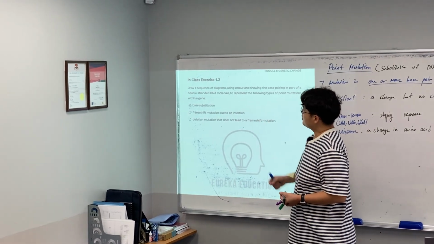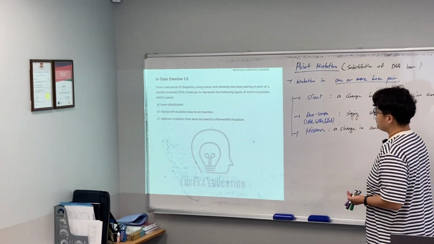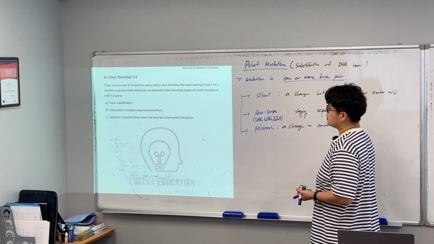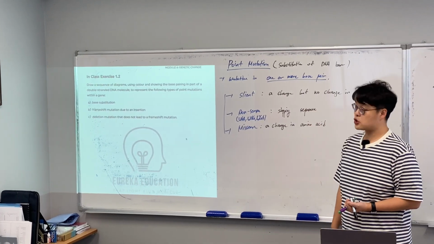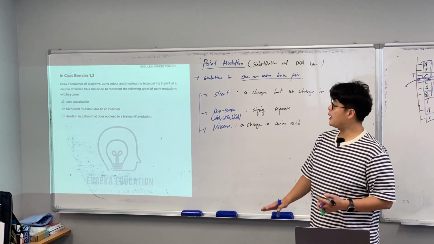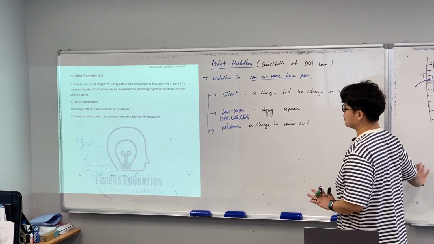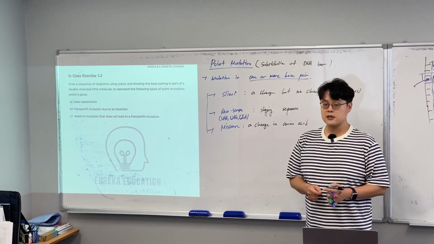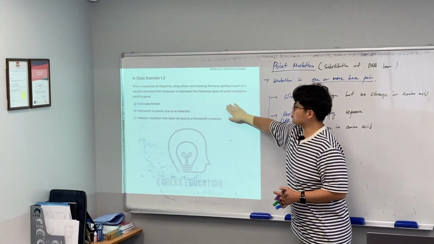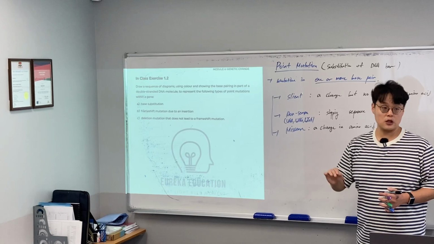Draw a sequence diagram using color and showing the base pairing in part of a double-stranded DNA molecule to represent the following types of point mutation within the genes. So let's draw the point mutation, the frame shift mutation, and the deletion mutation that does not lead to a frame shift. Okay. Let's think about base substitution, also known as what? The point mutations, first of all.